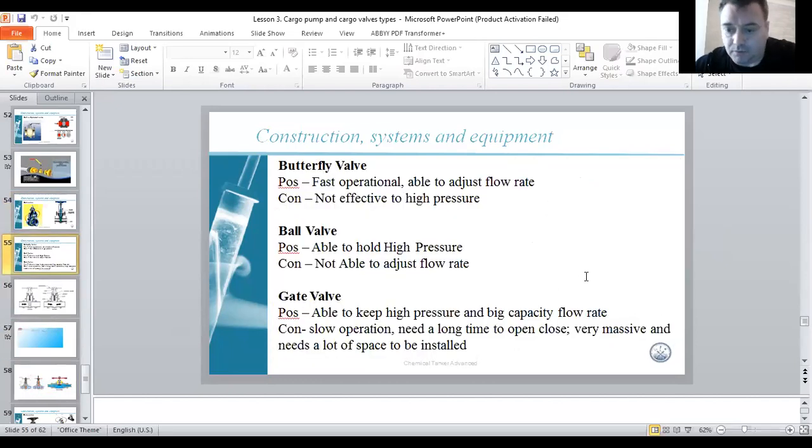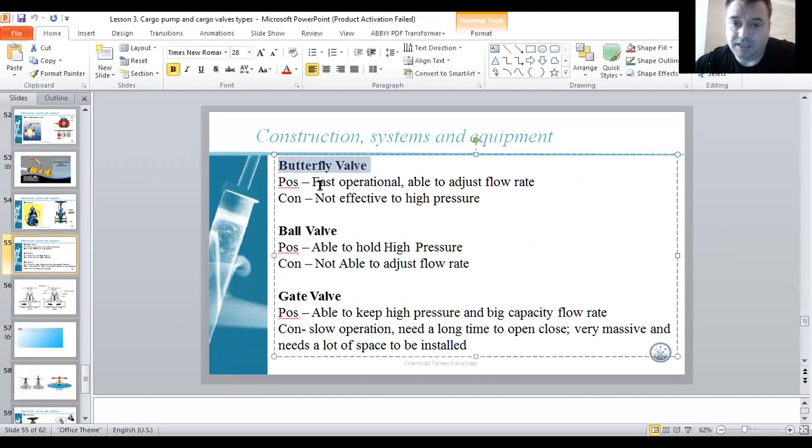But here I want to point out this for your attention. Butterfly: positive is a fast operation, able to adjust flow rate. Cone: not effective for high pressure. Ball valve: able to hold high pressure, but not able to adjust flow rate, so it's very difficult to adjust. Gate valve: able to keep high pressure and big capacity flow rate. Positive and negative side: slow operation, needs a long time to open and close, very massive and needs a lot of space. On a chemical tanker, you will not find so much space to operate with this one.